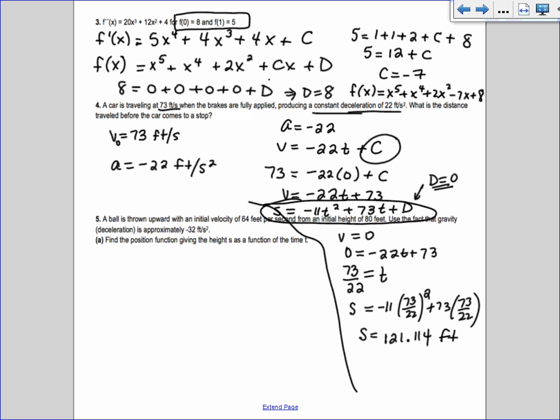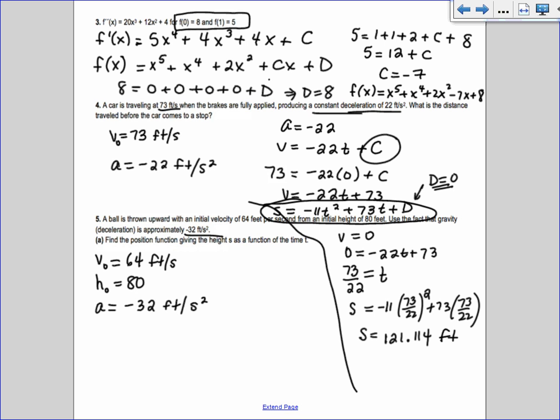All right, so number 5. A ball is thrown upward with an initial velocity. So again, that's like a v sub o. It's not like a constant velocity the whole time, feet per second. From the initial height, so I'm going to call that h sub o, of 80 feet. Use the fact that gravity is approximately negative 32 feet per second squared. So that's going to be your acceleration, negative 32 feet per second squared.